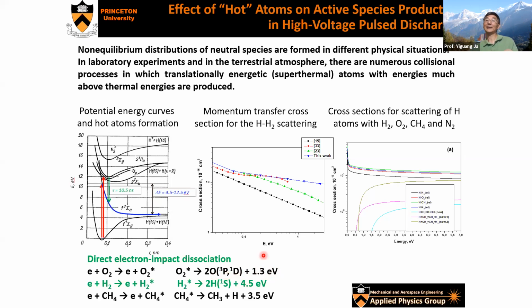So these hot atoms can change the reaction rate. These are the cross-section areas of hot H with hydrogen, hot H with oxygen and methane, computed. To what extent this model is valid, I don't know. No one can answer this question, but physically it is there.